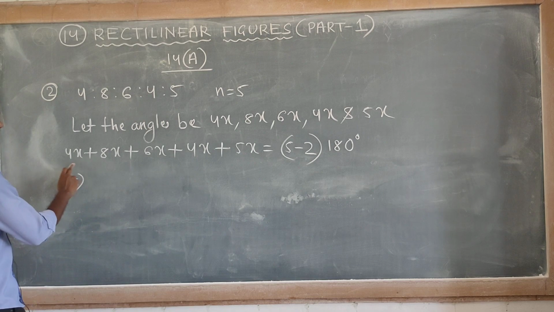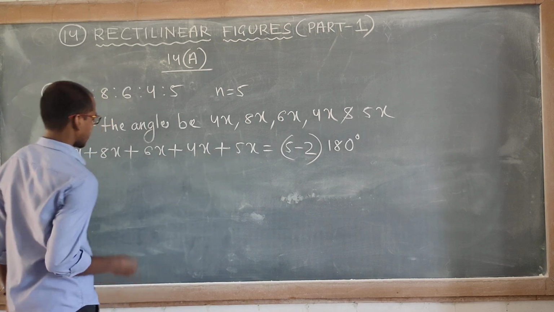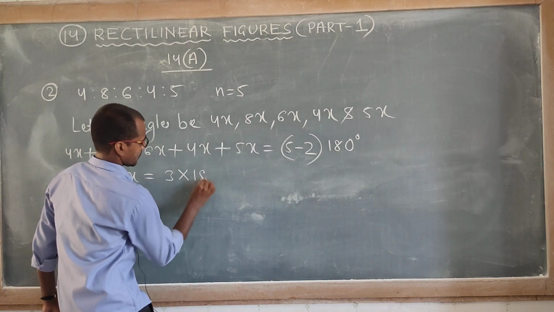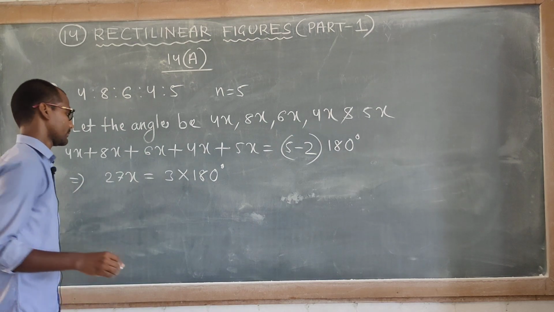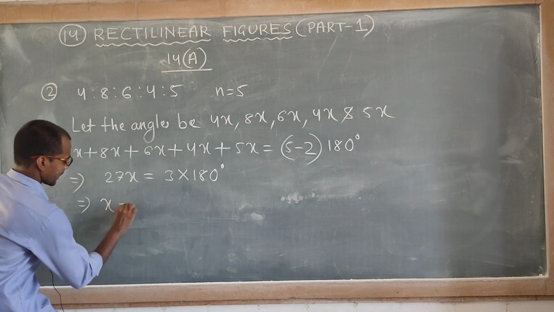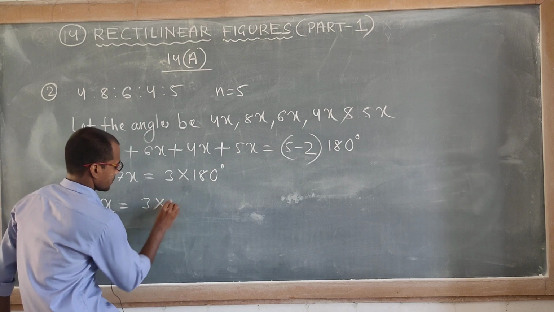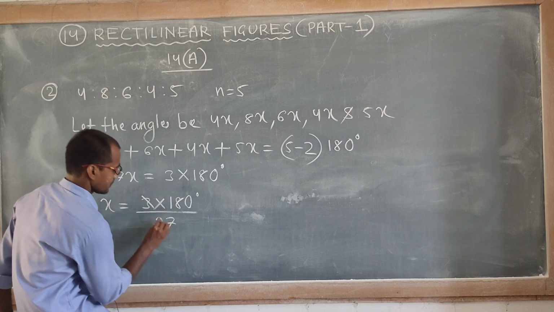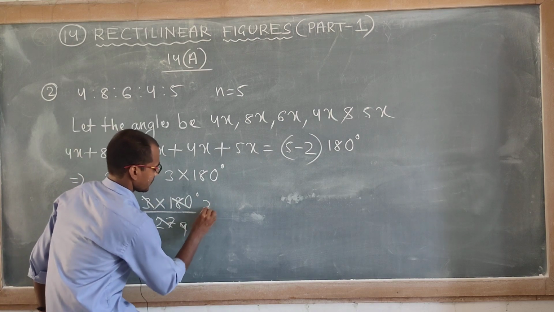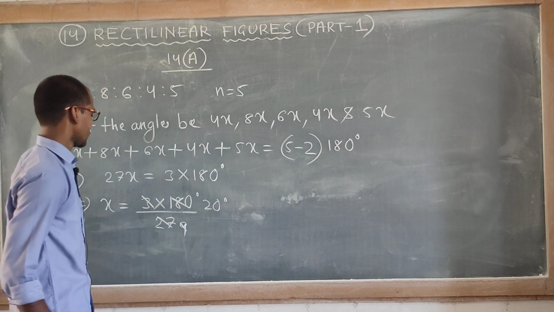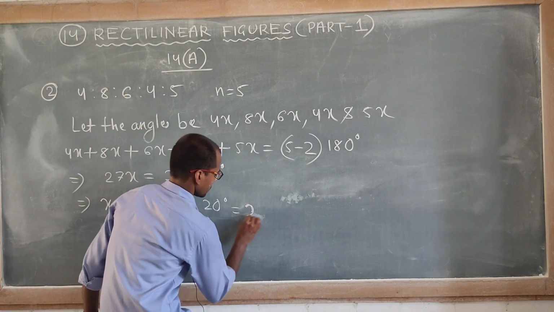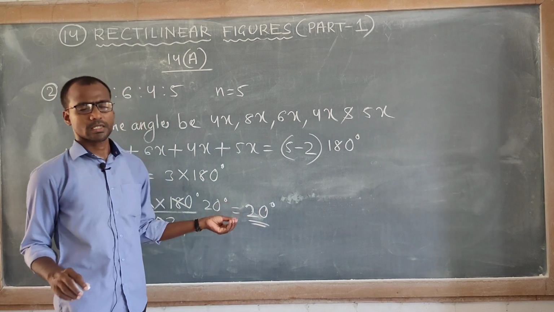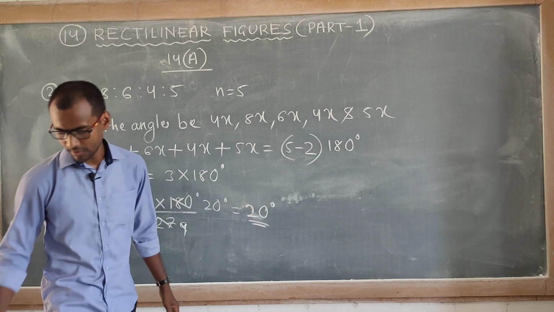Add all this. 27x is equal to 3 into 180 degree. X is equal to 3 into 180 degree by 27. 3 9s are 27, 9 20s are 180. That means the value of x is 20 degree. Once we get the value of x, we can find each interior angle.